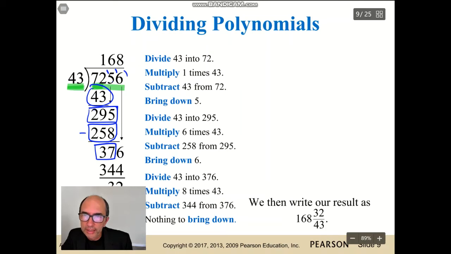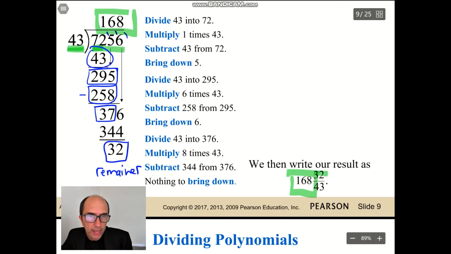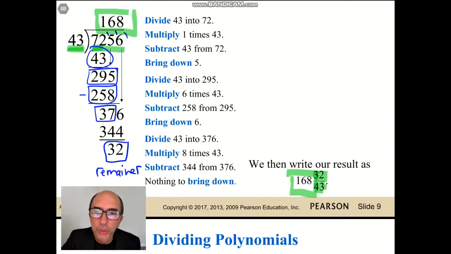Drop the next number, 6. 376 divided by 43 is going to be 8. Right? 8 multiplied by 43, 344. The remainder is 32. And this is the remainder. The result then is going to be 168 plus the remainder divided by 43. And this is how we do the long division with numbers.